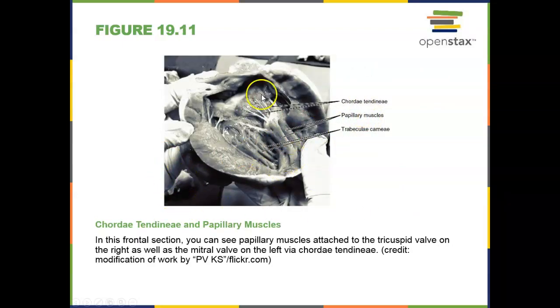And I just like this picture, so I kept it in. This is figure 19.11, which shows the chordae tendineae on a real heart, and shows the papillary muscles. It's a beautiful picture.